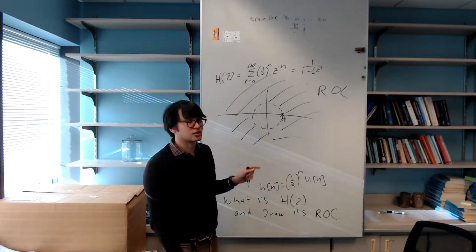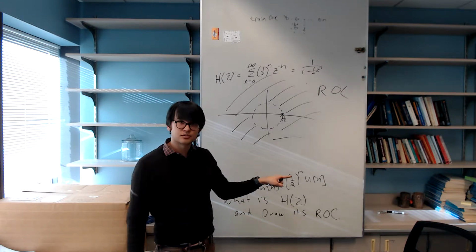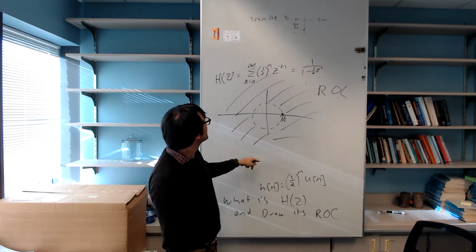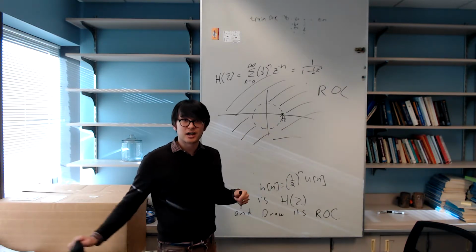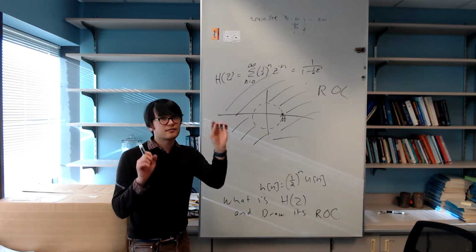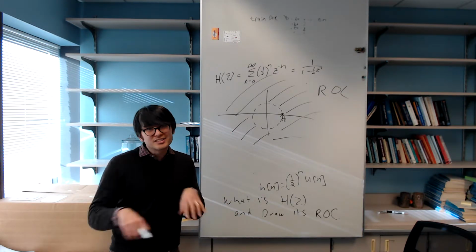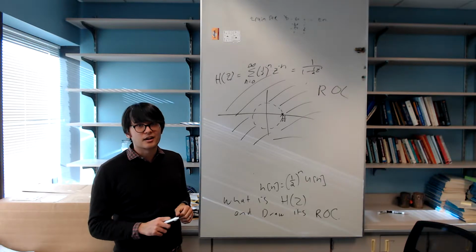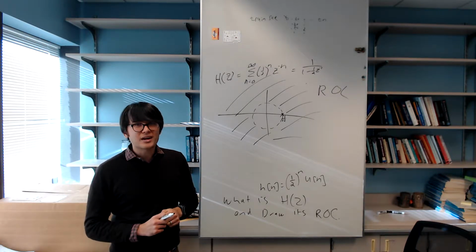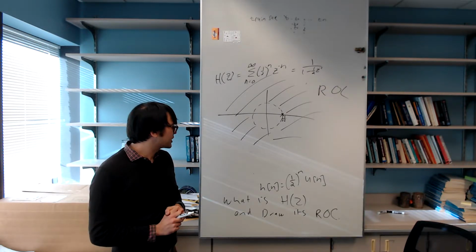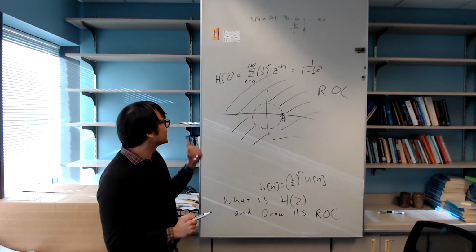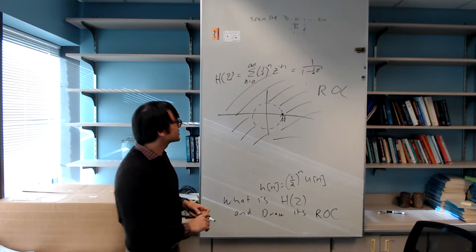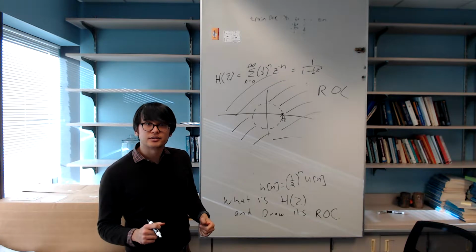All right, cool. So there is, of course, another impulse response that gives rise to the exact same transfer function, but it's going backwards in time. So let's very quickly figure out what that other impulse response is, and what its corresponding region of convergence is.